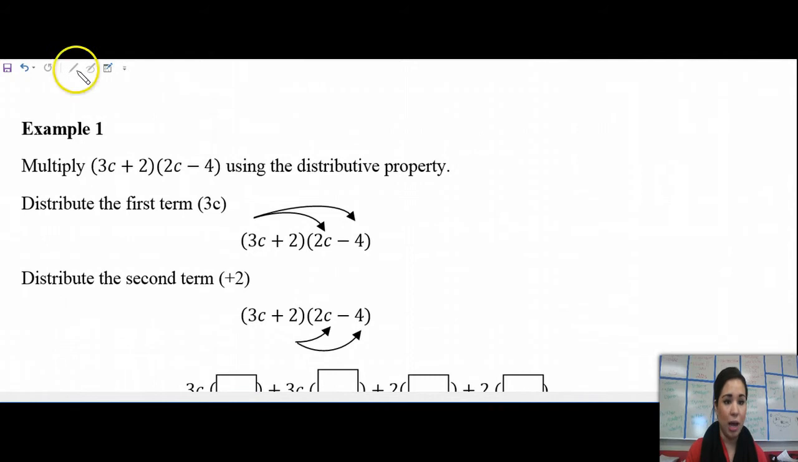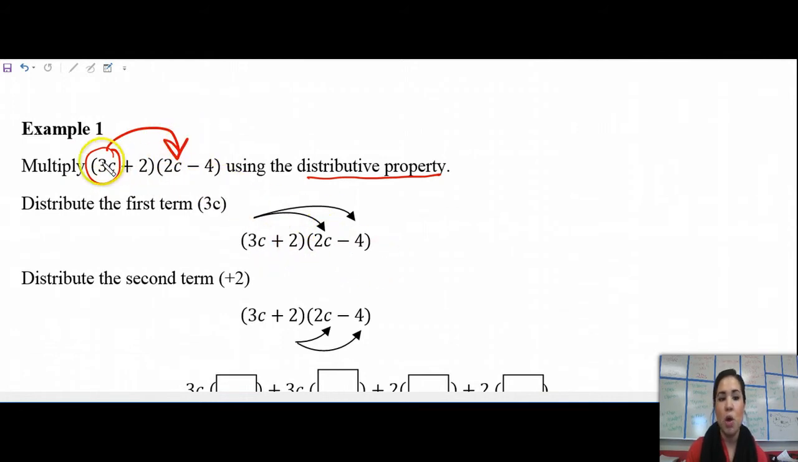Okay, so here we have 3c plus 2 times 2c minus 4. These are both binomials because they both have two terms. So we're going to be using our distributive property, which we've already looked at, and everything in the first binomial is going to get multiplied by everything in the second binomial. So I'm going to start with 3c, and I'm going to multiply it by 2c.